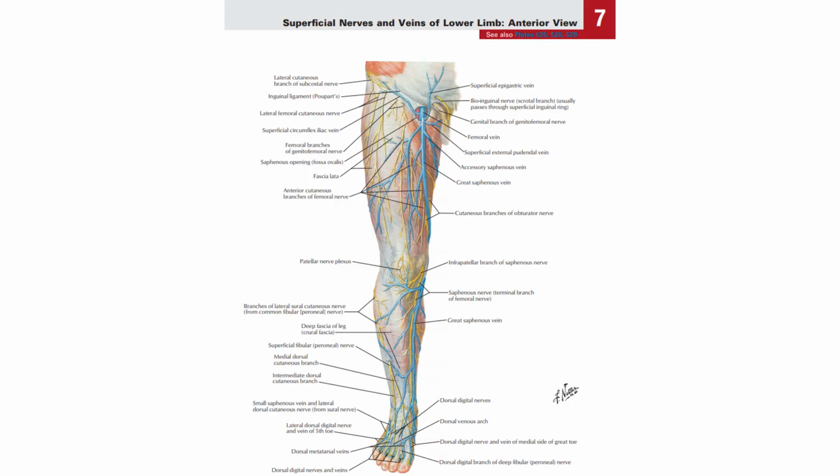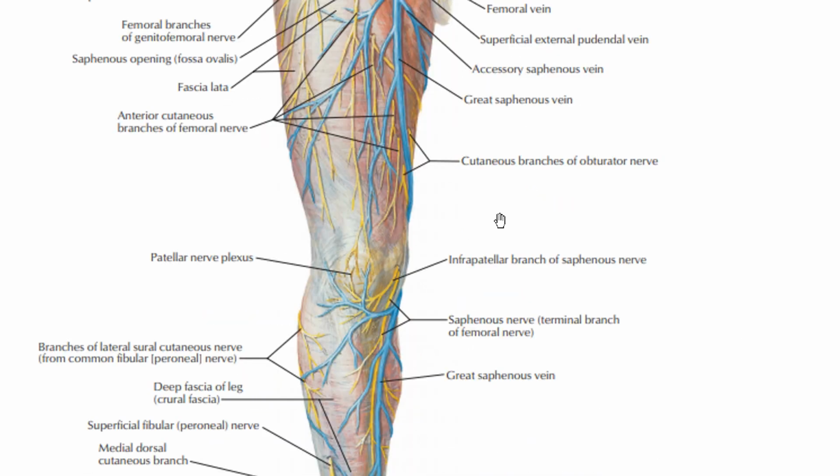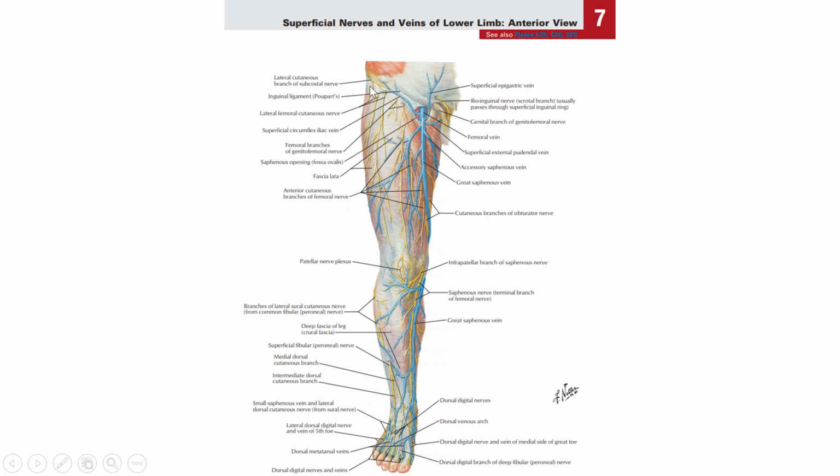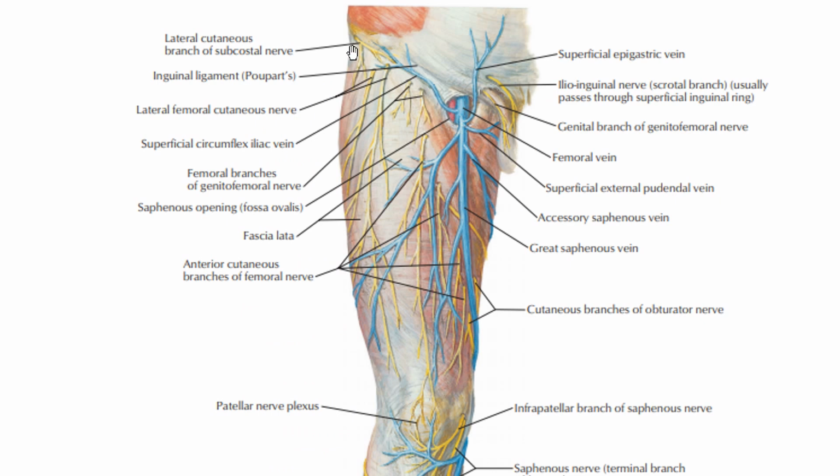In this video I'm going to talk about the cutaneous innervation of the lower limb. Here you can see in this diagram we have cutaneous nerves which are just beneath the skin, in and between the deep fascia. So here you can see different nerves.